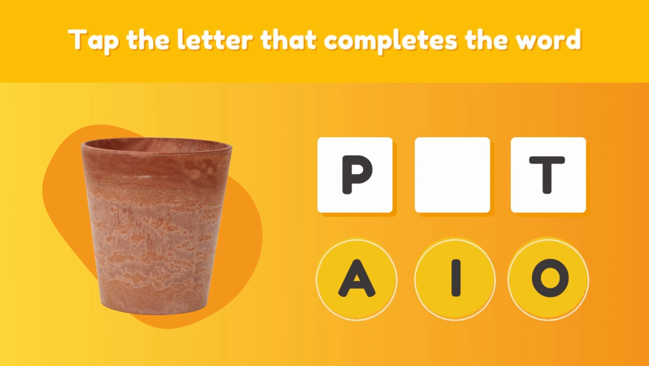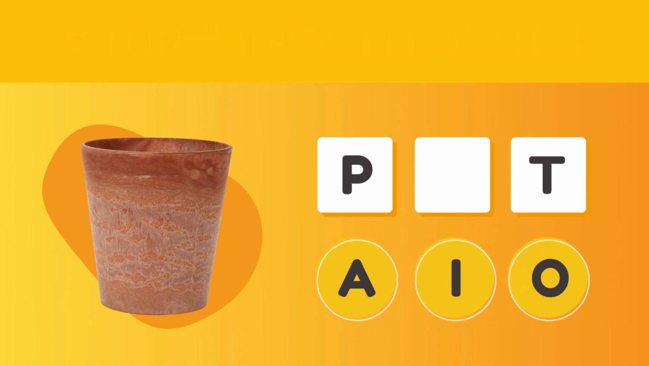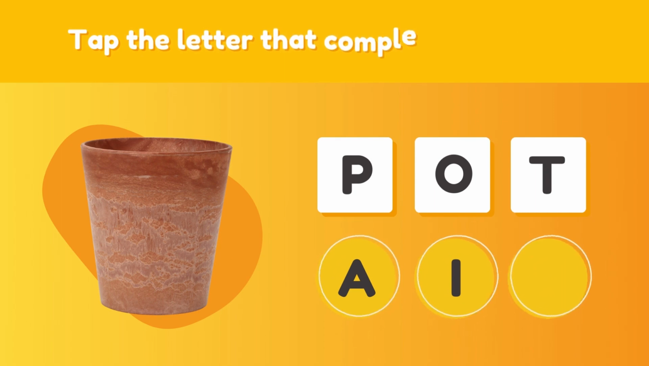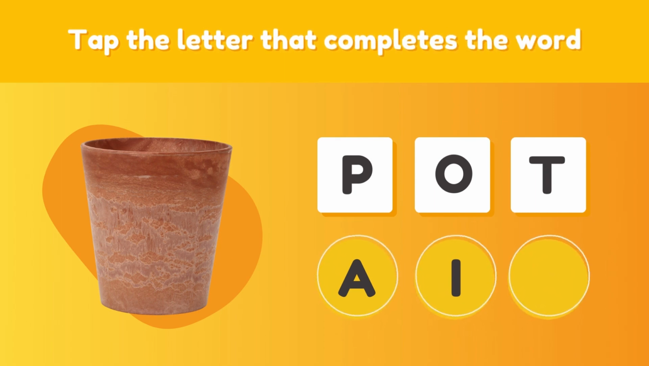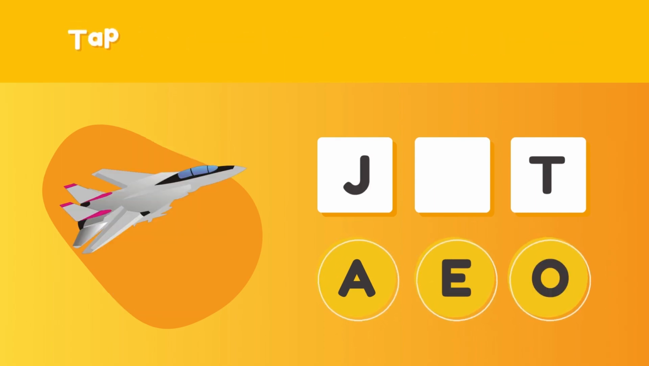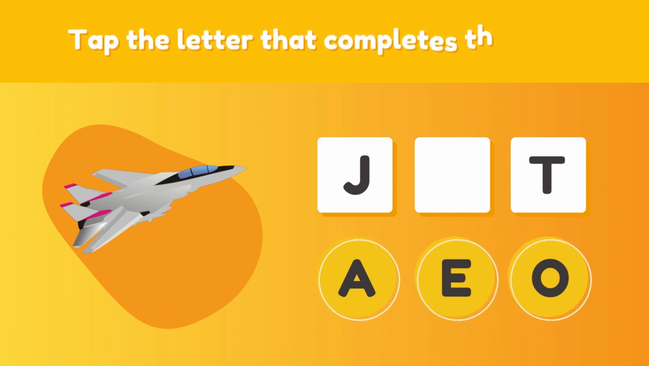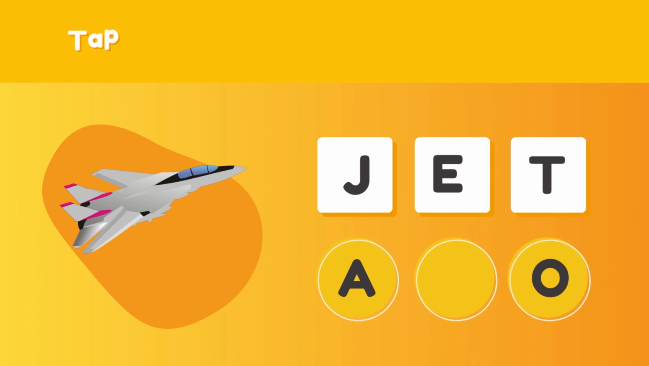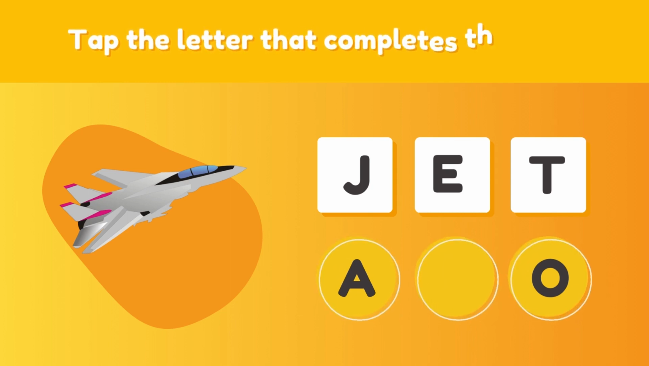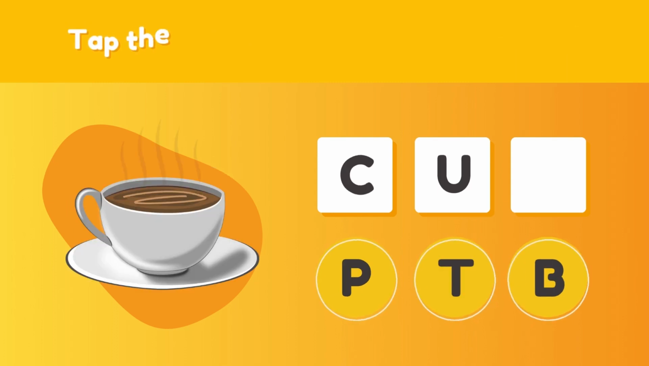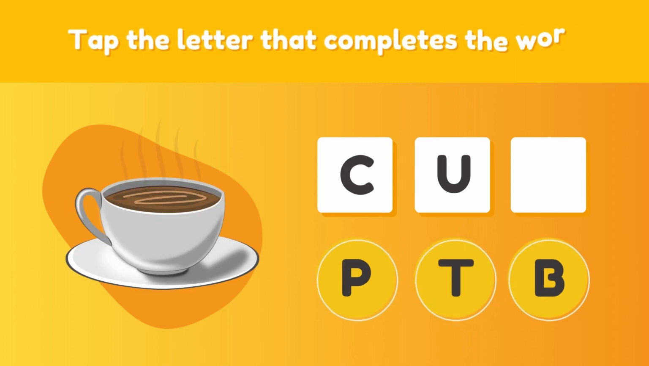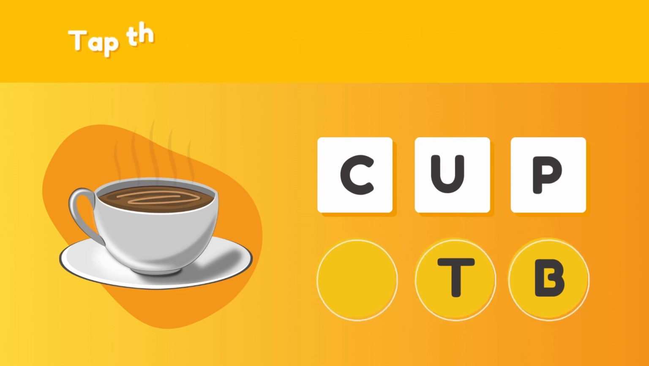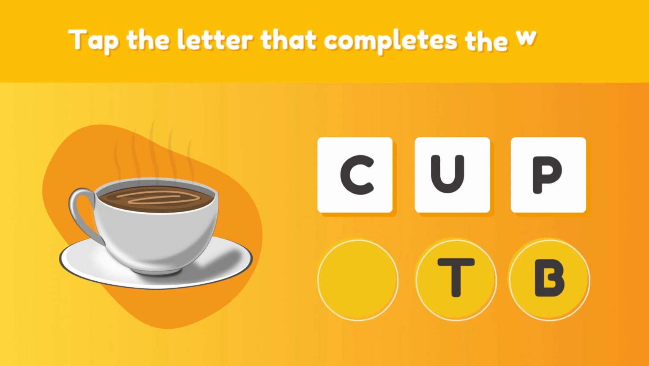The missing letter is... letter O. Pot. The missing letter is... letter E. It's a jet. The missing letter is... letter P. It's a cup.